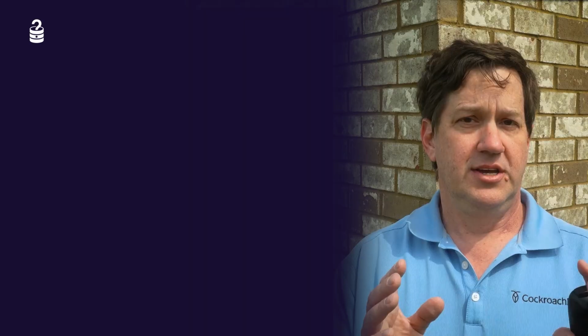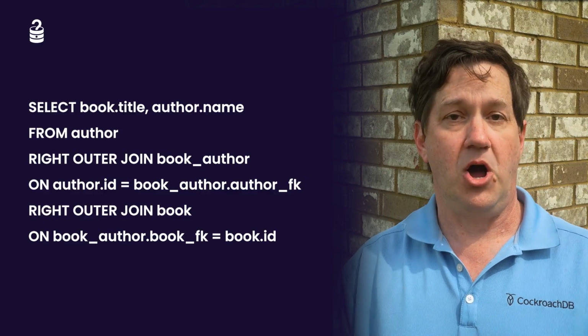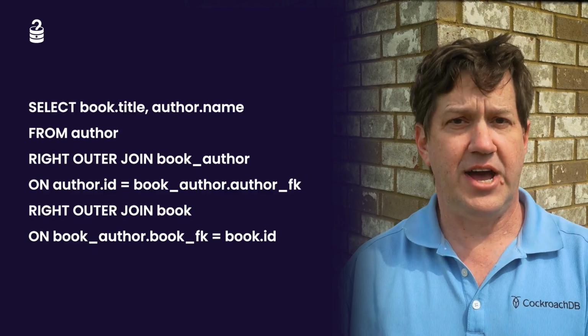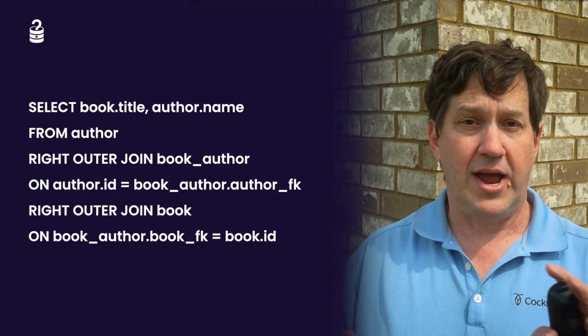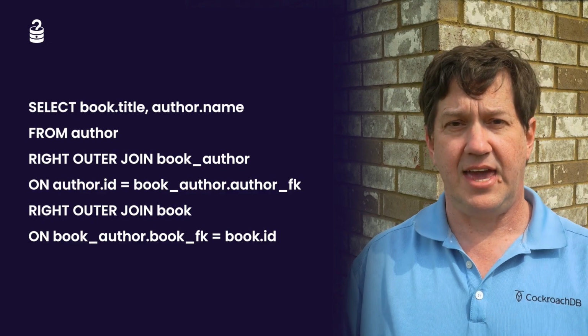For example, select book.title, author.name from author right outer join book_author on author.id equals book_author.authorfk right outer join book on book_author.bookfk equals book.id. This query means the exact same thing as the previous one. Even though it looks like it was twisted inside out, it will produce the same results.